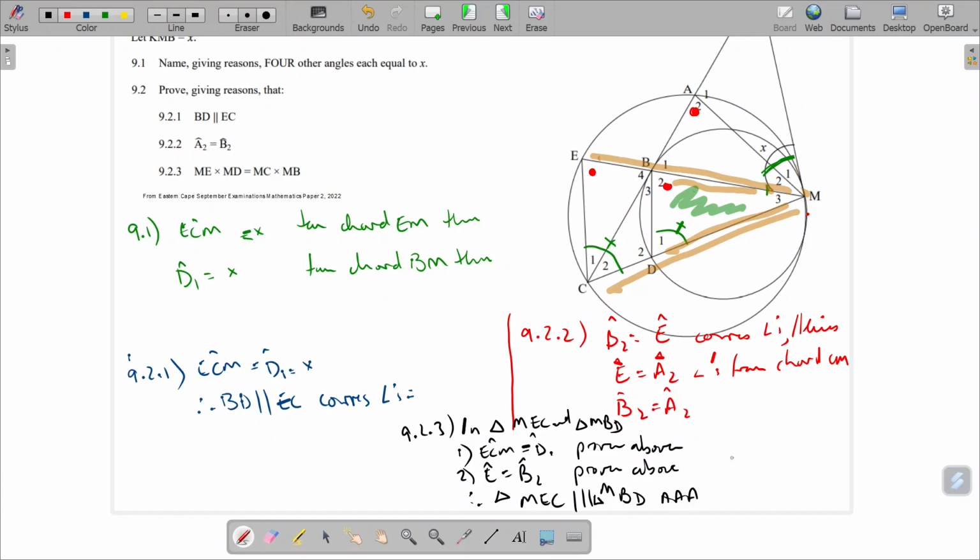Angle, angle, angle. And from that, it follows that ME over MB equals MC over MD. And as a result, ME times MD equals MC times MB, as required. Okay, I'm going to have a moment to think about this and I'll get back to you in all of a few seconds' time. Please bear with me.